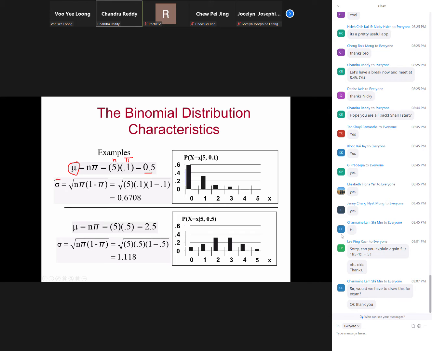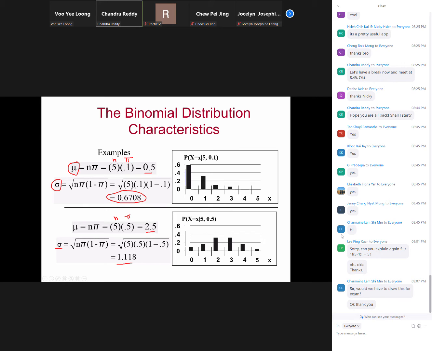Then what is the standard deviation sigma? The formula is the square root of n pi into 1 minus pi. If you do the calculation, you will get the standard deviation for the binomial distribution. Depending on the values, here n is equal to 5 and the probability is 0.5, so the mean is 2.5 and the standard deviation is 1.12.